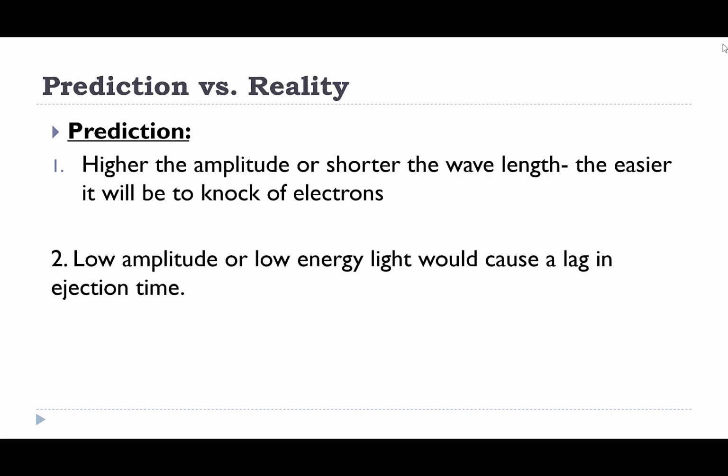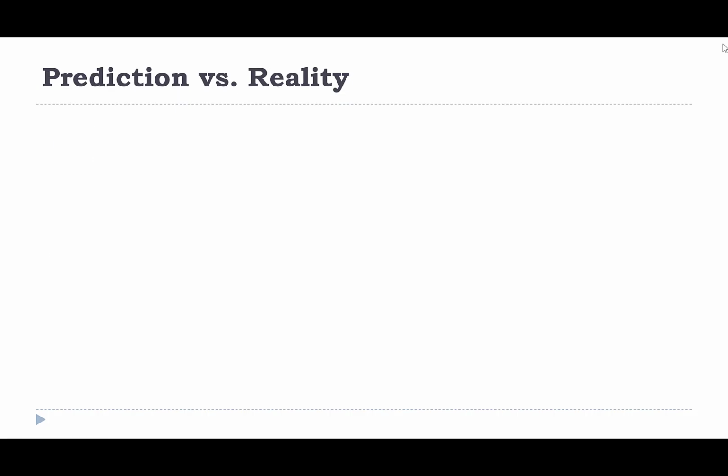So basically summarizing all of this, the kinetic energy of the electron coming off, so the force or the speed with which the electron is ejected, would depend on the brightness of the light. So higher amplitude, probably going to have more kinetic energy as it comes off. Shorter wavelength, so a more energetic light, electrons are probably going to come off pretty quickly. Makes sense, right? What did we observe? What was reality?